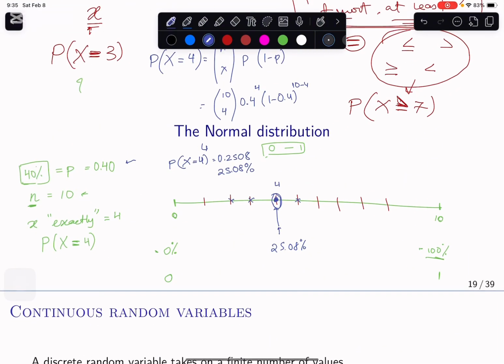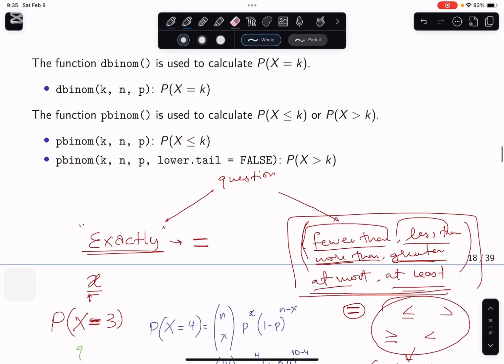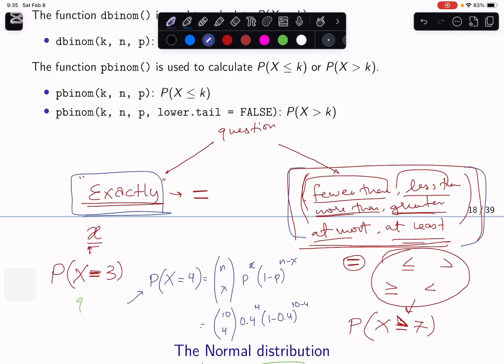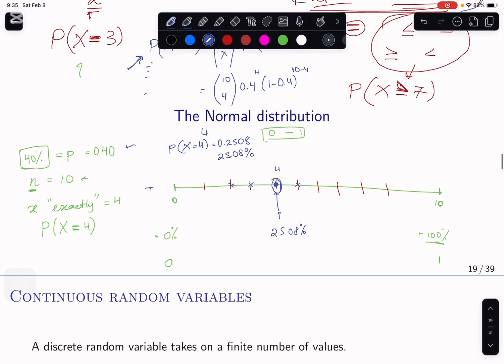I hope you get this point first. This is the first step, the simple, straightforward type, which is an exactly type of question. There's nothing complicated. Now when you do fewer than or less than, you're still going to use this equation, but you're either going to do this equation several times or, I'll explain it now, you'll get a shortcut to it.